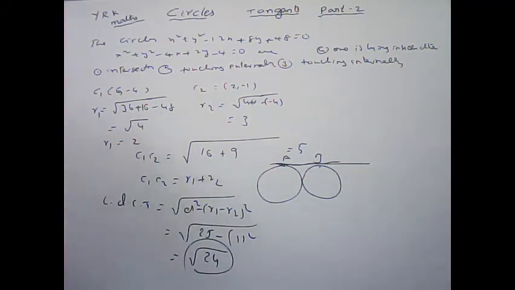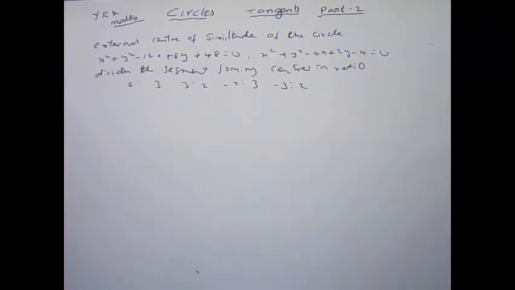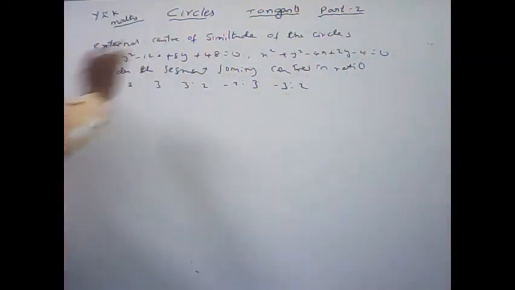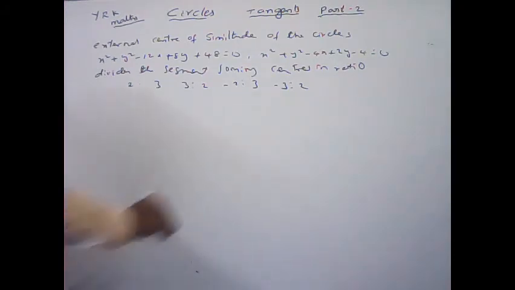So that is the length of the direct common tangent. Number of common tangents is 3, and both the circles are touching externally. Here they are asking for the external center of similitude of the circles. Here two circles are there, and we want the external center of similitude.